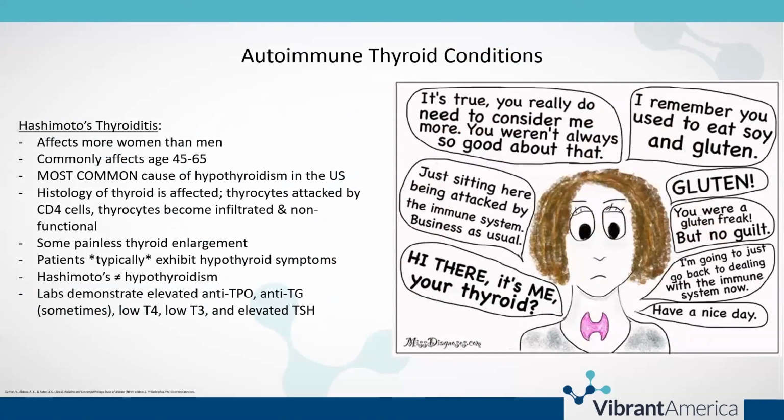It is caused by a rogue immune response, and if you want to get specific, it's a CD4-mediated T-cell response, which causes infiltration and eventually non-function of those thyrocytes. And this can be caused by a genetic predisposition, an infection, a gluten or allergy exposure, other autoimmune conditions, or some combination of the above. The research is still being collected on that.